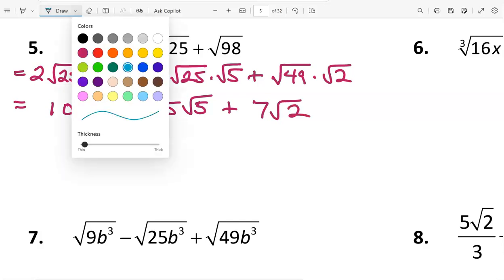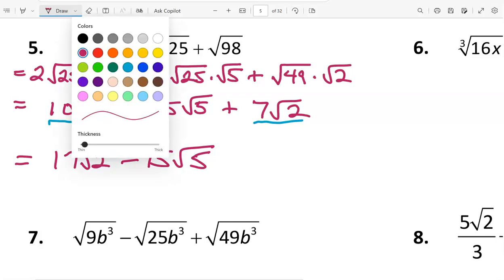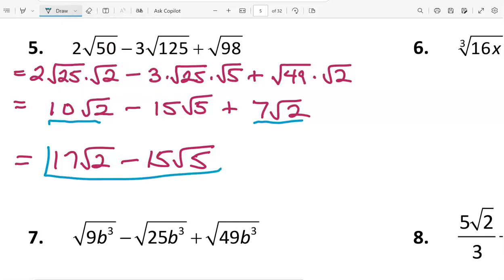Now we can combine the like radicals together. 10 times the square root of 2 plus 7 times the square root of 2 is 17 times the square root of 2. And then minus 15 times the square root of 5 may not be combined since we have unlike radicals.